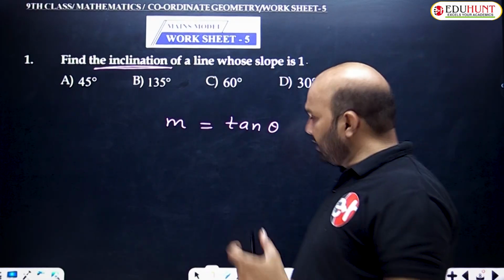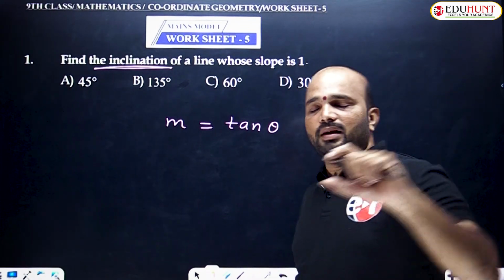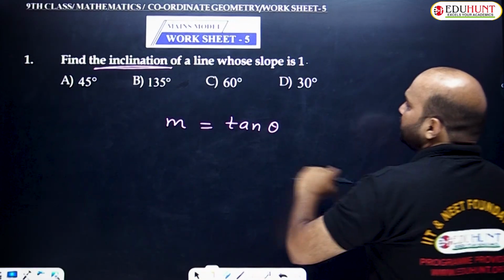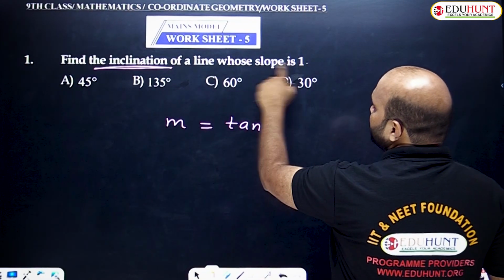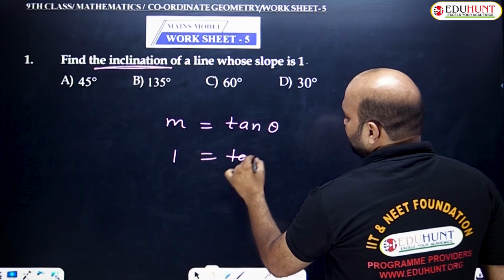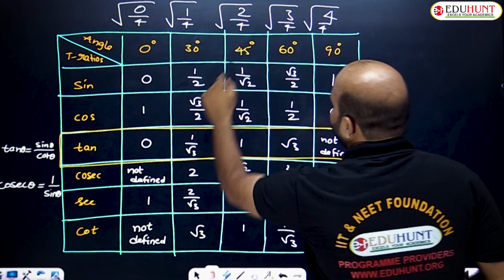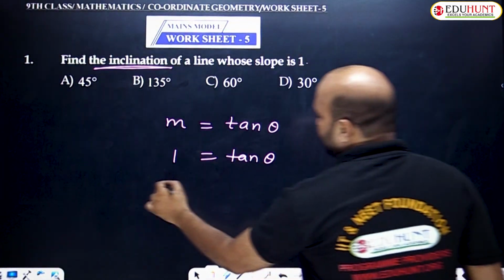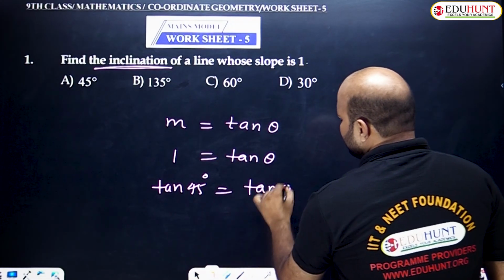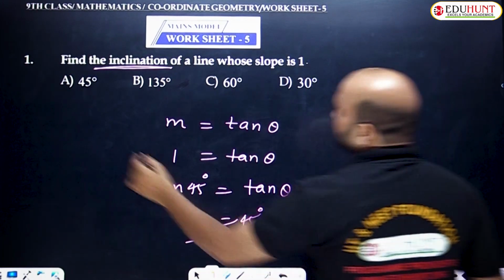The angle between the line and the positive x-axis is called inclination. But in this question, what am I asking? The theta value. We know that the slope is already mentioned. For the line whose slope is 1, m equals 1, and m equals tan theta. So tan theta equals 1. And 1 is nothing but tan 45, so 1 can be written as tan 45 degree. Tan 45 degree equals tan theta. Therefore, theta equals 45 degree. Written in degrees, option A is the right answer.